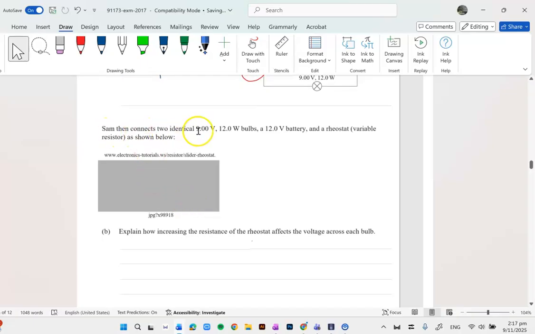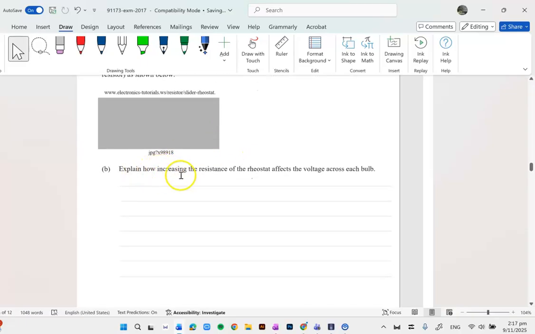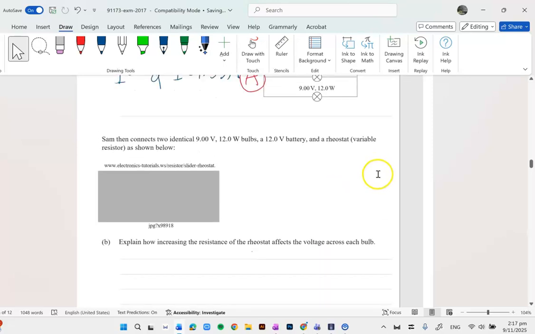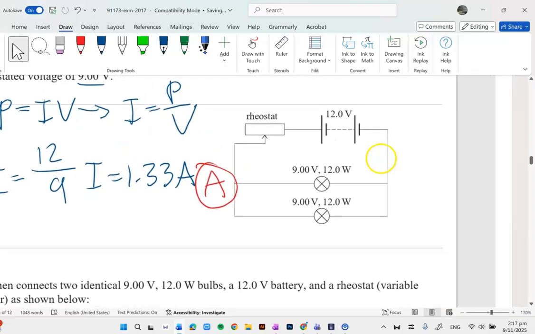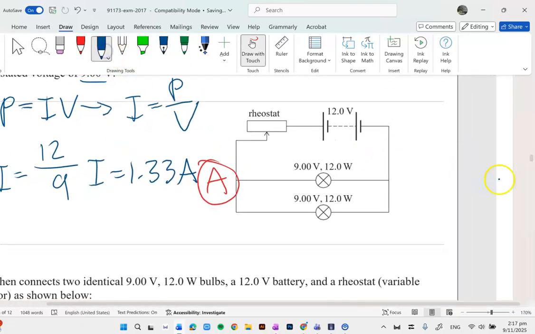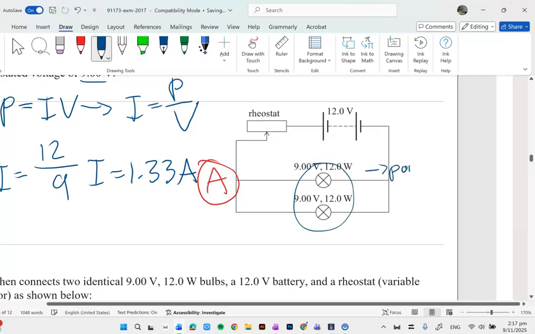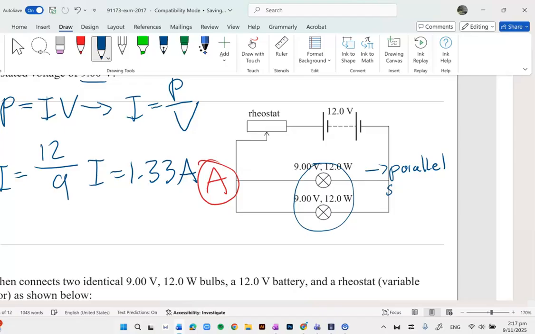Sam then connects two identical 9 volt 12 watt bulbs and a 12 volt battery and a rheostat, which is meant to be shown here, but it's not. Explain how increasing the resistance of the rheostat affects the voltage across each bulb. Okay, so let's just focus on this circuit here. So notice how these two are in parallel, which means they're going to share the same voltage of 9 volts.